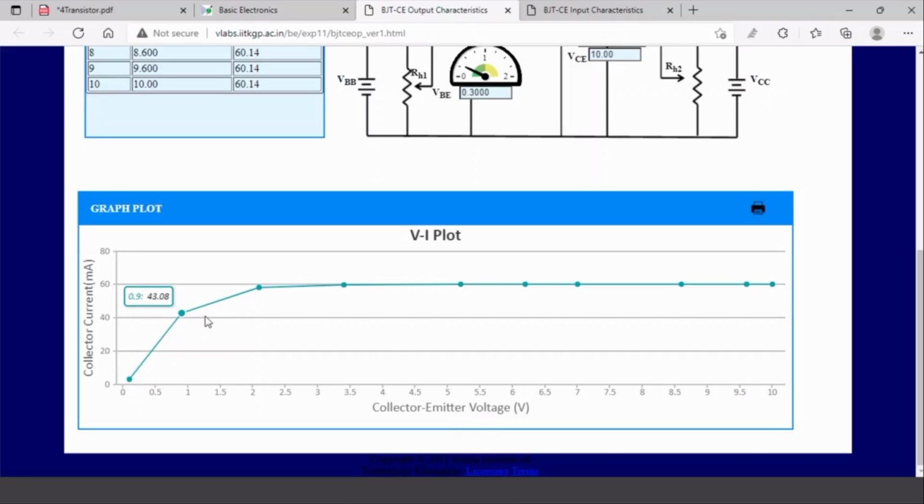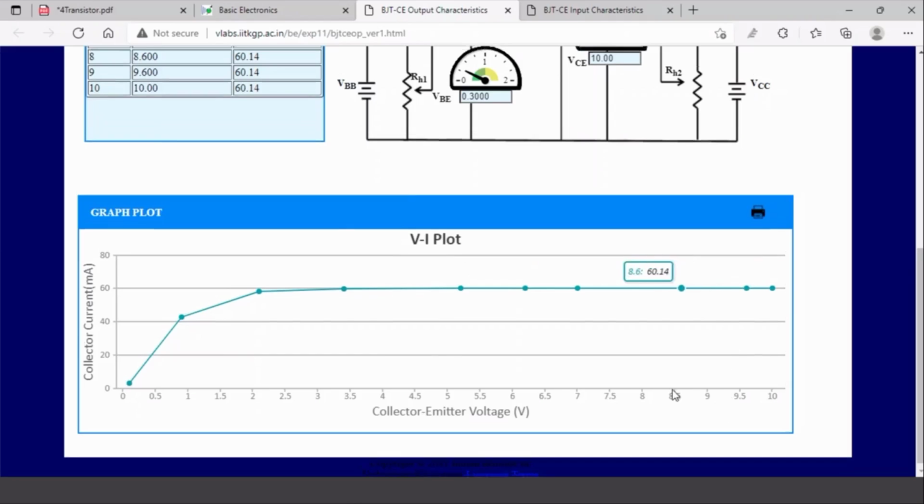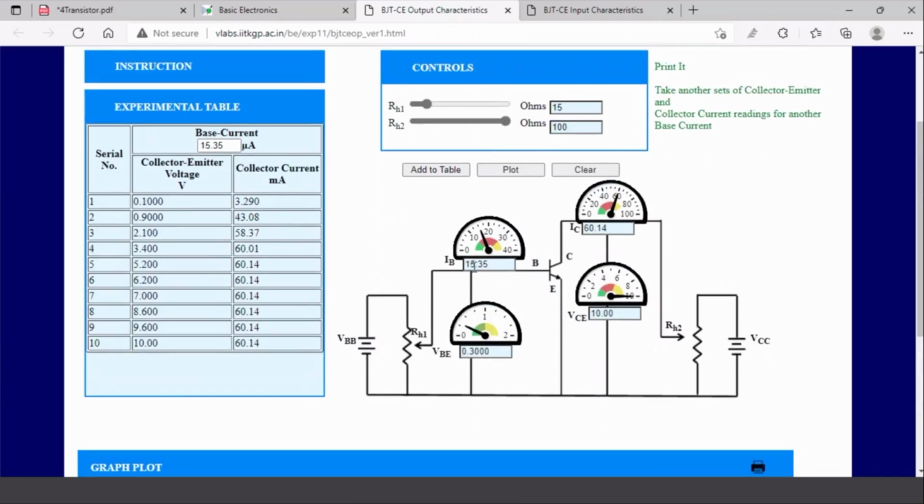So this is the one which I had discussed, right? Initially it is linearly varying, and after some time the current saturates. Collector current is no more increasing, even if VCE increases. Is it clear to everyone? This is one of the graphs. And at what value? This is for IB equal to 15.35 microamperes.